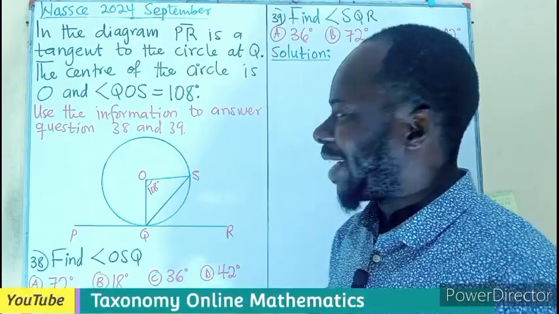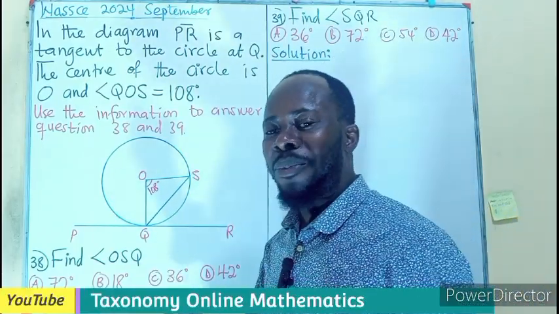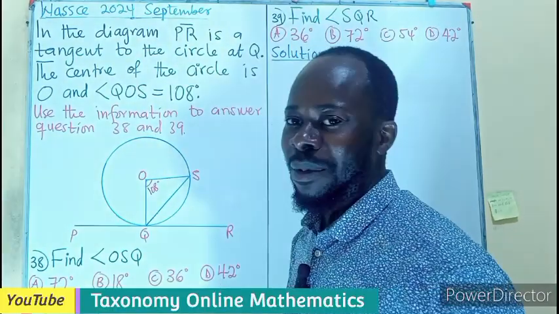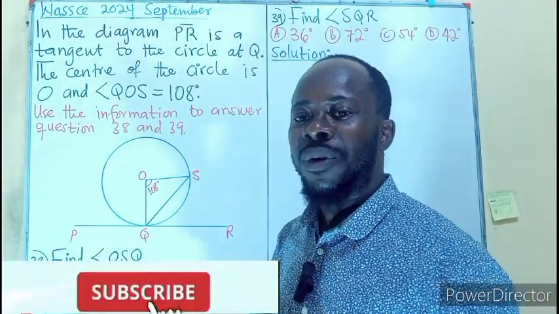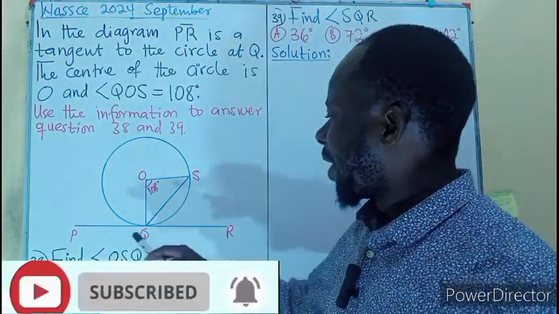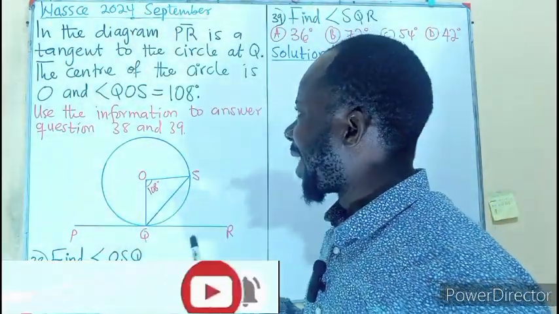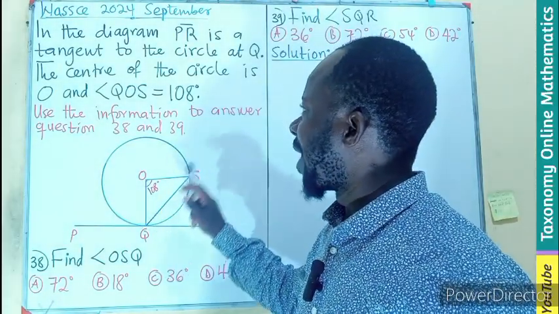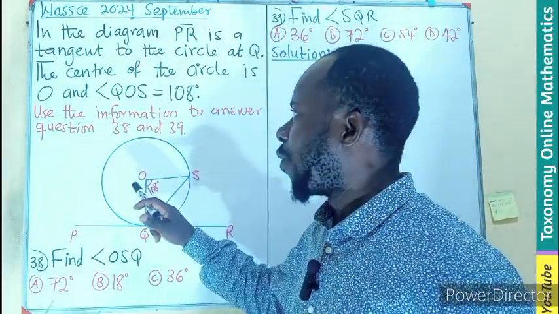Hello, welcome. Let's play along with some properties of the circle theorem. This question is coming from WASSCE 2024 September edition for the Ghanaian. So in the diagram, the PR is said to be the tangent of the circle at the point Q. The center of the circle is labeled as O.